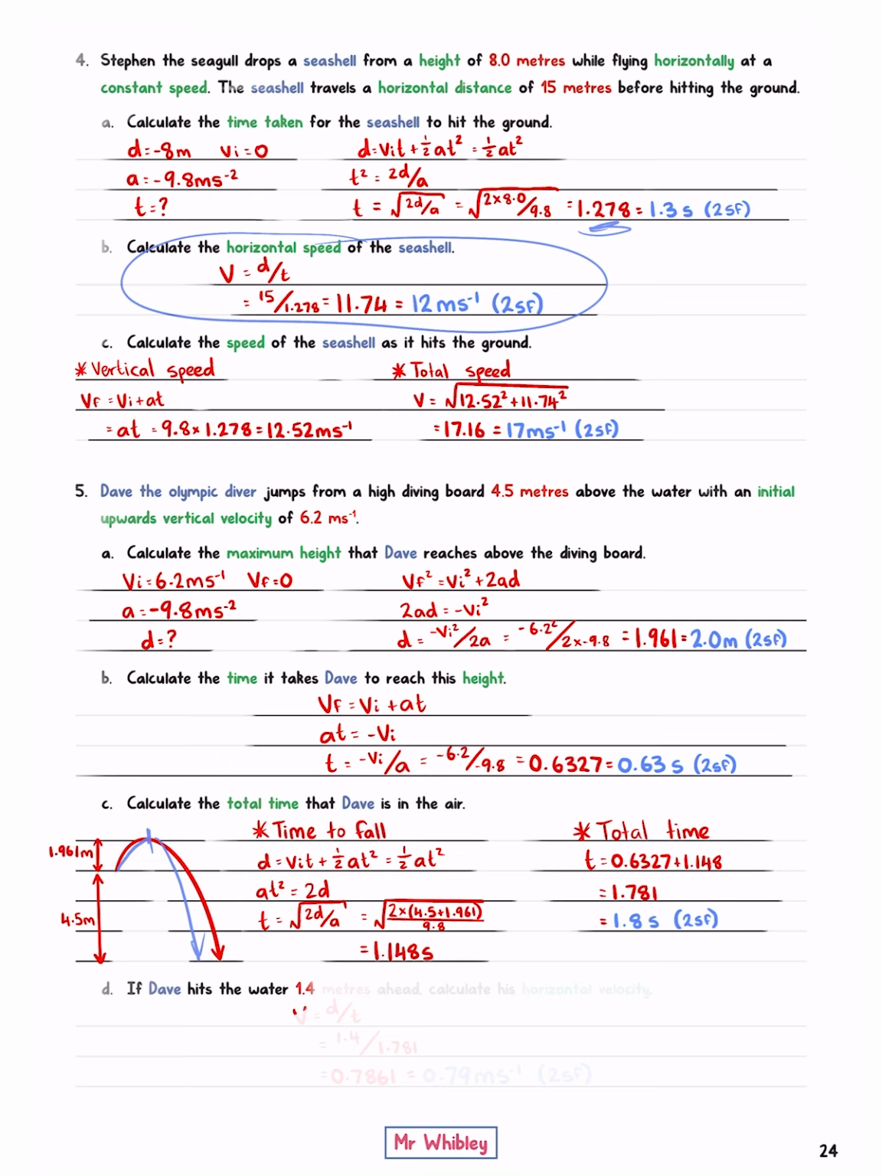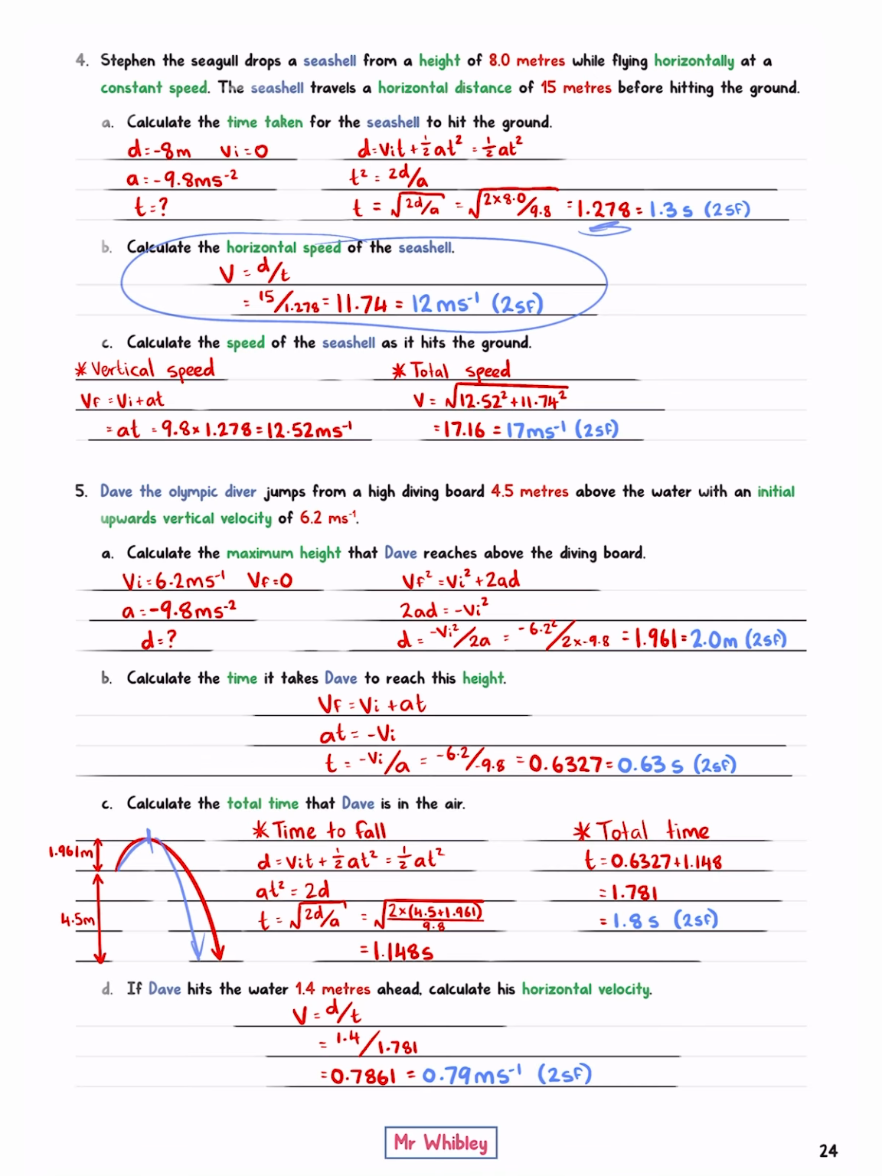If Dave hits the water 1.4 meters ahead, calculate his horizontal velocity. Because there's no horizontal acceleration, we can just use our simple v equals d over t. We know his horizontal distance, and we know his total time, which gives me 0.7861 or 0.79 meters per second to two significant figures. Question 6.